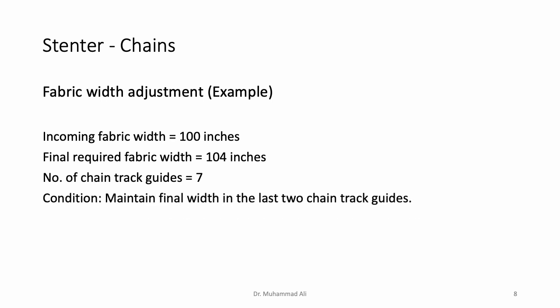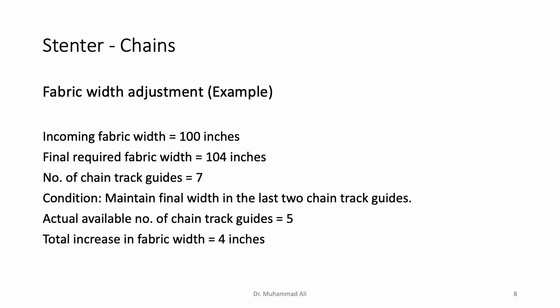We are usually given certain conditions that we have to achieve. For example, it might be required to maintain the final width of the fabric in the last two chain track guides. This is usually required to give the necessary dwell time for the processing conditions to have a permanent effect on the fabric characteristics that we are going to alter. So if that's the given situation, then the actual number of chain track guides that are available to us to increase the fabric width by 4 inches is actually 5. Recall that the total increase that we are aiming for in the fabric width is 4 inches.